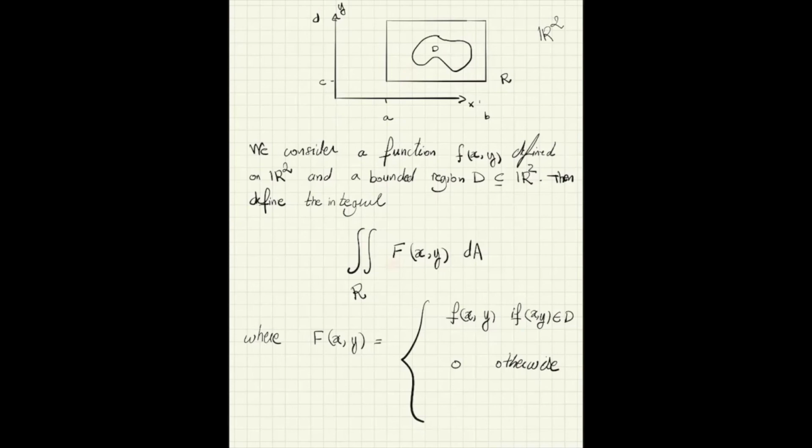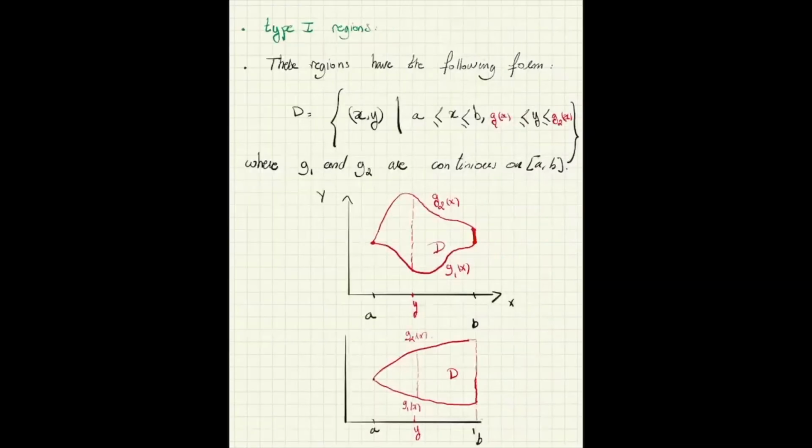And then we introduced type 1 regions. These are regions that look like this: x is between two real numbers, but y is free to vary between two continuous functions.